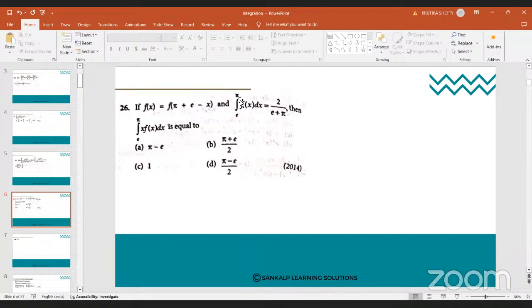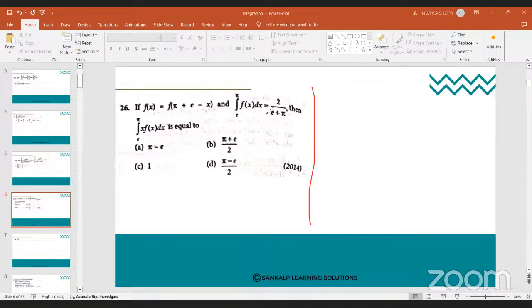See, the integral from e to pi of f of x dx, they have given as 2 upon e plus pi. They are asking us the value of the integral of x f of x dx from e to pi. So only one extra thing: they have multiplied the function with x, and they are asking us the integral of this. How to simplify? Pay attention. We'll try to simplify this.